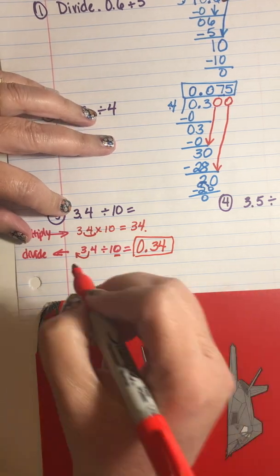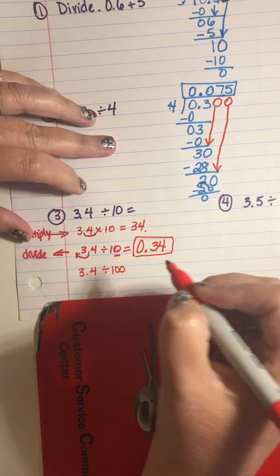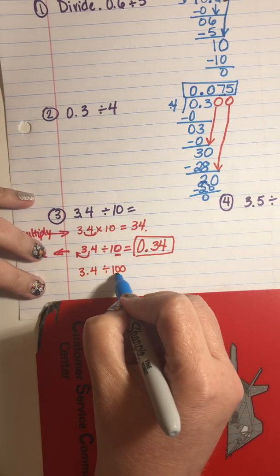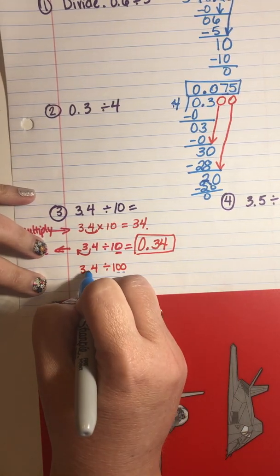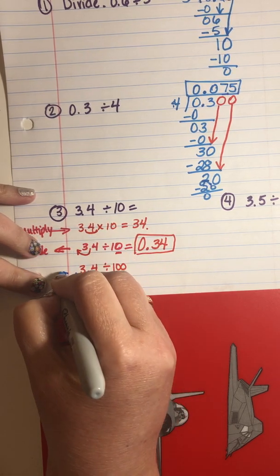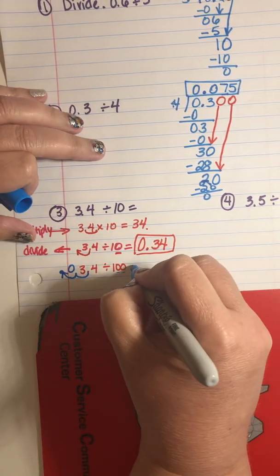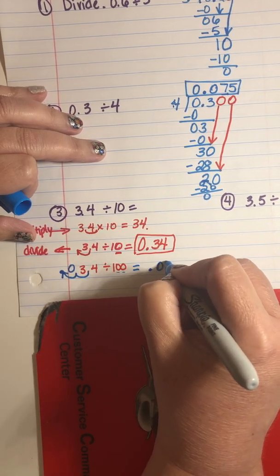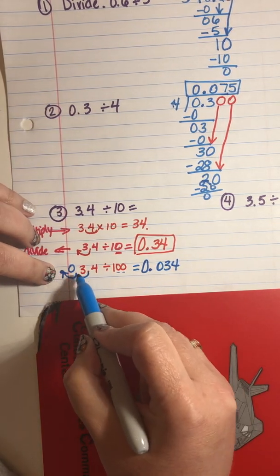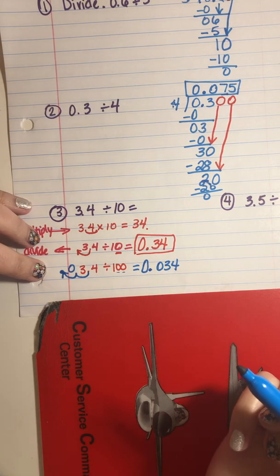Okay? If I had 3.4 divided by 100, I would take my decimal point, and I have two zeros. So I would move it two places to the left and put it right here and fill in that hole with a 0. So my answer would be decimal point 034, which is 34 thousandths.